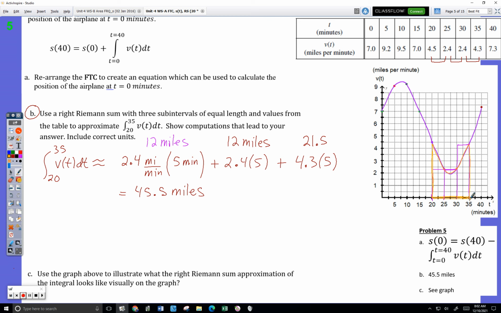I can ask this though. Raise your hand, please. Is the 12 miles an over or an underestimate? So Spencer? It looks like an overestimate.